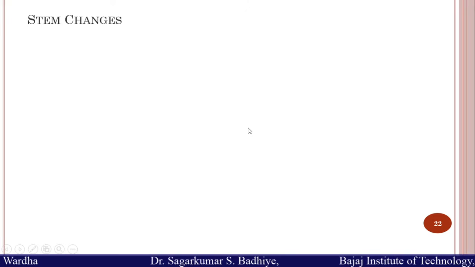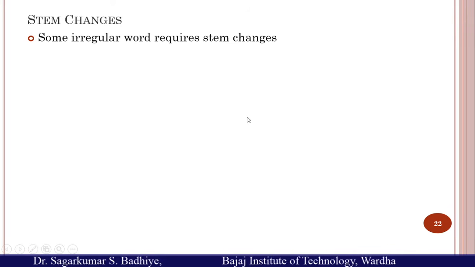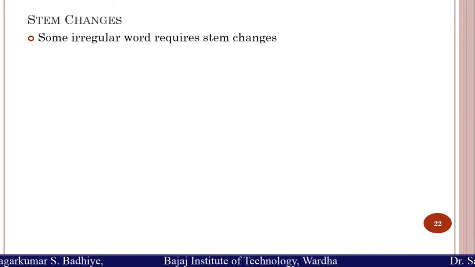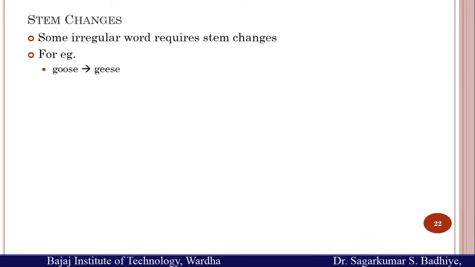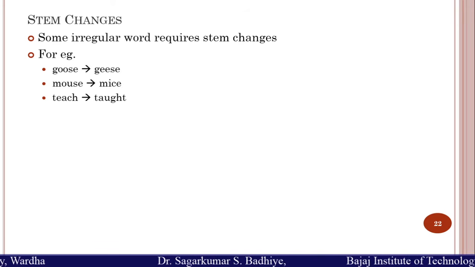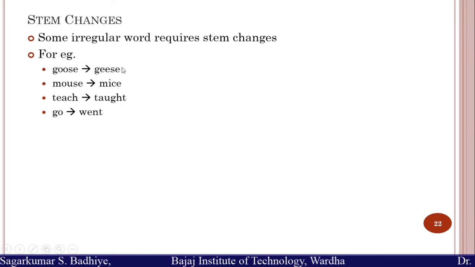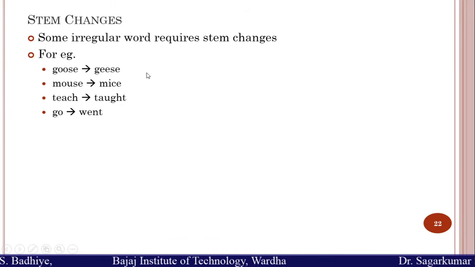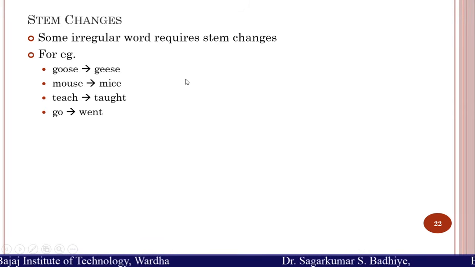Then some words are there wherein the spelling of the root word, that is the stem, changes. So these words are called irregular words. Some irregular words require stem changes. For example, goose is a noun that changes the spelling in its plural form as geese. Mouse becomes mice, and teach becomes taught in past tense. Go becomes went in past tense. These are a few examples of irregular words wherein the spelling of the word changes, and this spelling is taken care of by the orthographic rules we have already seen, right?